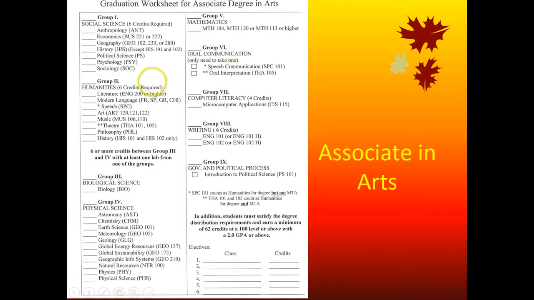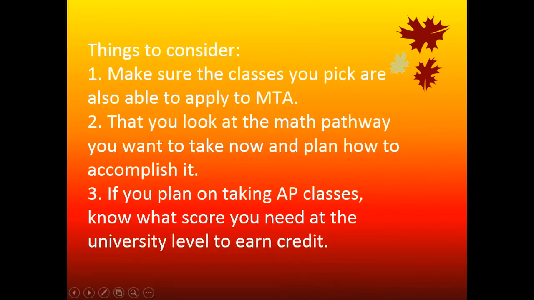Okay. Others have a much larger group of possible classes. In this case, the humanities, for example, you need 6 credits. That's really just 2 classes because most classes are 3 or 4 credits each. And so if you choose wisely, you just need 2 classes from this, and then you can check that off and you're done.